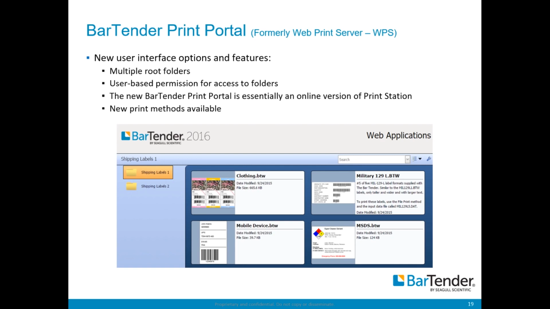So, for example, if you have different departments printing labels from Print Portal, you now have the ability to configure your web page to have different folders and files visible, all based on who logged into that computer. Your shipping department will only see its shipping labels, while your receiving department will only see its receiving labels, just as an example. That was a very highly requested feature, and we've actually added that with Bartender Print Portal.